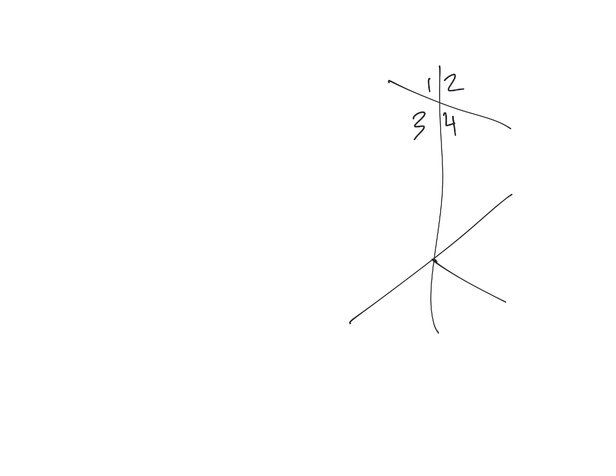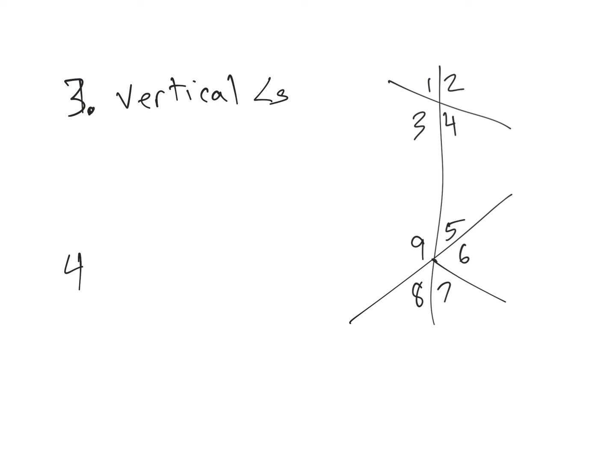Let's just draw a bunch of stuff here. And 1, 2, 3, 4, 5, 6, 7, 8, and 9. This is number 3, let's do: name all the vertical angles, all pairs of vertical angles. And number 4, name all linear pairs. You guys look bored. Okay.